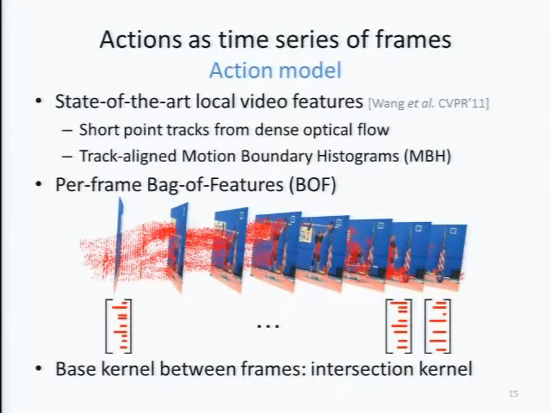Okay, so just a quick slide about how we represent our videos. So I said actions as time series of frames. We extract the features Cordelia mentioned, these dense tracklets, dense short point tracks from dense optical flow, and compute motion boundary histograms. And what we do is we count visual words associated to those tracklets for each frame. So we build a histogram.